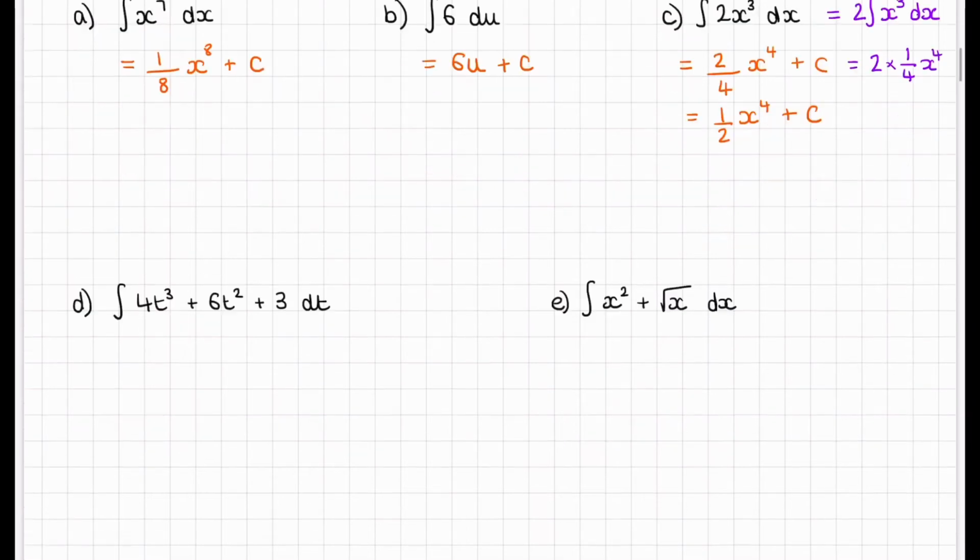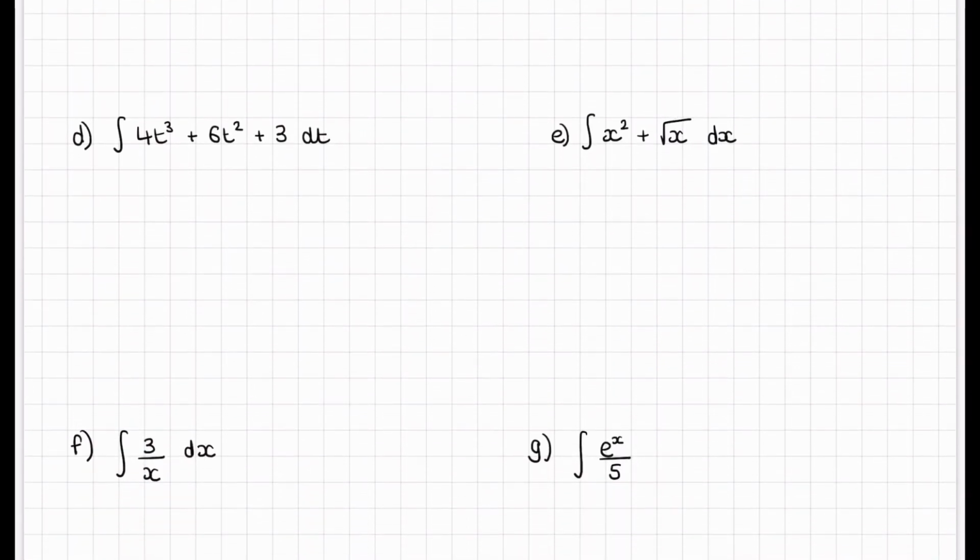D, we've got the integral of 4t cubed plus 6t squared plus 3 dt, so our variable is t this time. And now, because they're plussing in the middle, we just do each one separately. So one step you can do, you don't need to, but if you would like to, you can separate this out into 3 separate integrals. But as I said, you don't need to do that step if you don't want to.